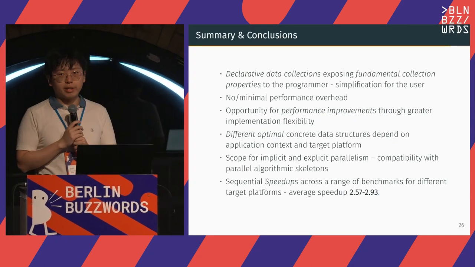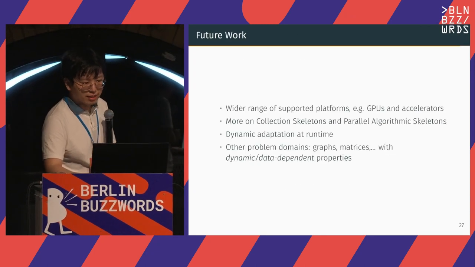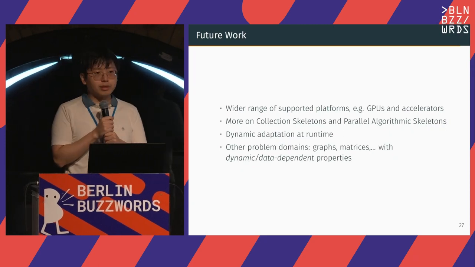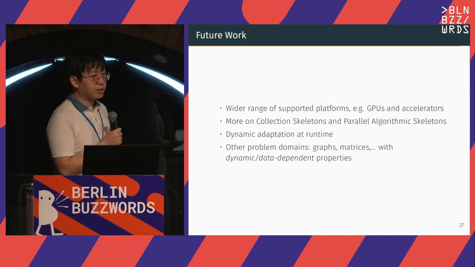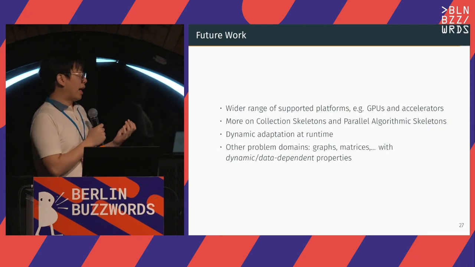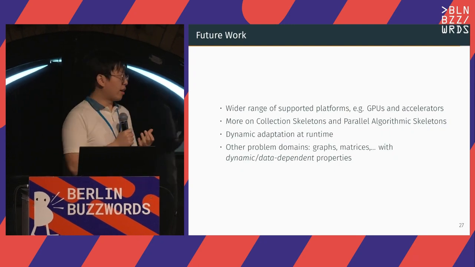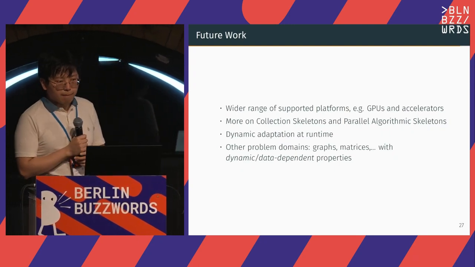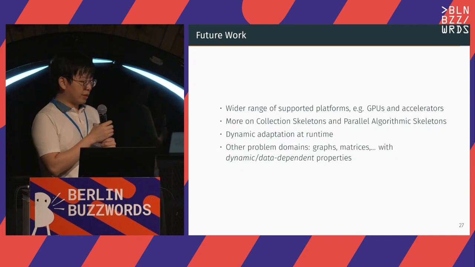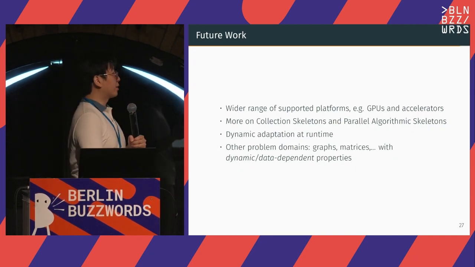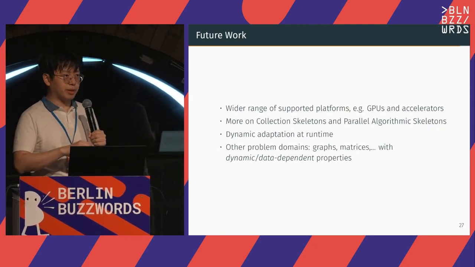And here's the summary of my talk. For future work, we would like to port our prototype library to other platforms such as GPUs, but still keep it transparent to the end users, because we would like to keep it convenient for programmers to use our library. And we would also like to do some dynamic adaptation at runtime, for example, to swap the concrete data structure implementations at runtime, so we can have opportunities to improve the performance.